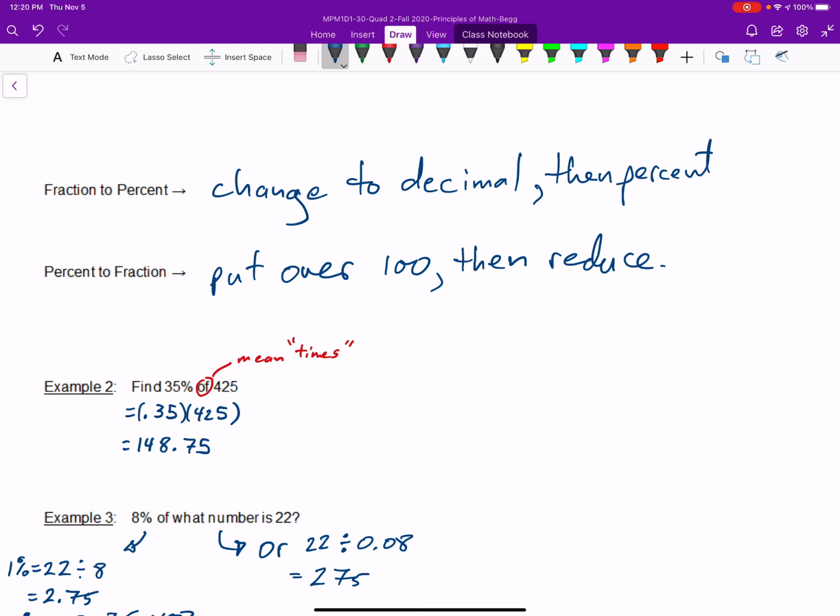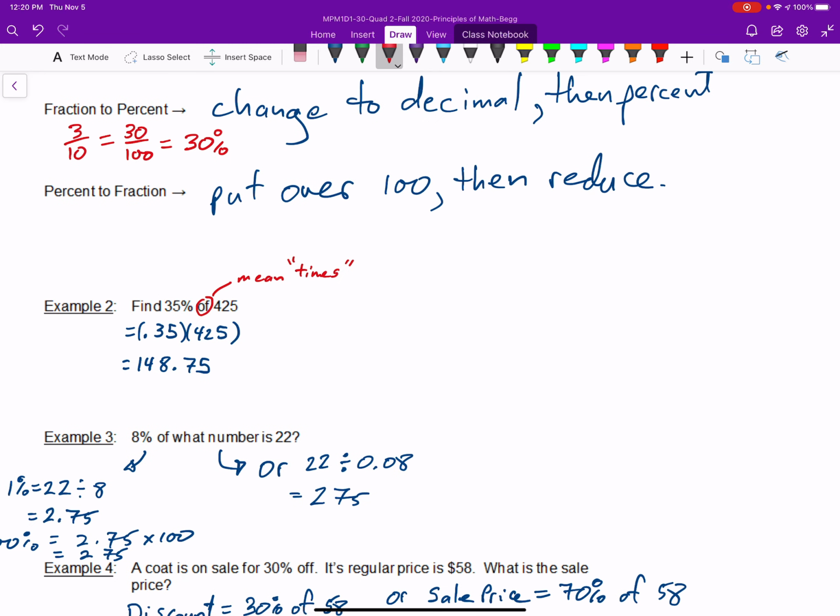So for example, and this only works in certain situations, but say I had something like 3/10, and I wanted to change that to a percent. I could change it to an equivalent fraction out of 100. I just multiply the top and the bottom by 10. And then as a percent, I would know that's 30%, because if I got 100 on the bottom, then it's a percent. So if it's easy to change it to a fraction out of 100, then that was another way to do it. Percent to a fraction, put it over 100, then reduce, and we already did that in the table above.